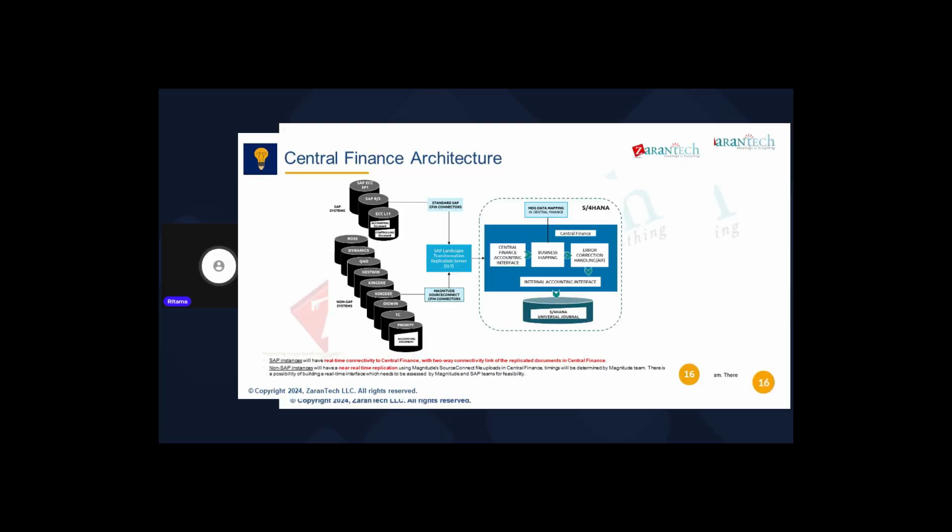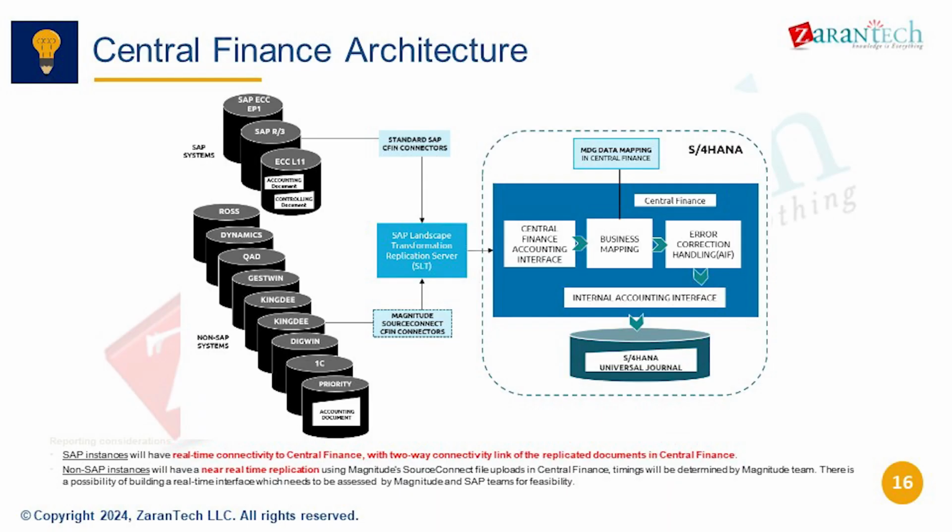This diagram depicts a high-level view of the central finance architecture and its integration with source operational systems. At the bottom, we have heterogeneous source systems, including SAP ECC, S/4HANA, as well as third-party or non-SAP systems like Oracle running across different business units. Central Finance sits at the top aggregation layer, powered by SAP HANA as the common data foundation.